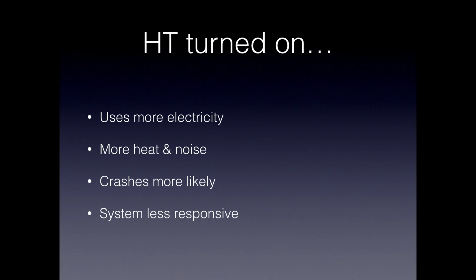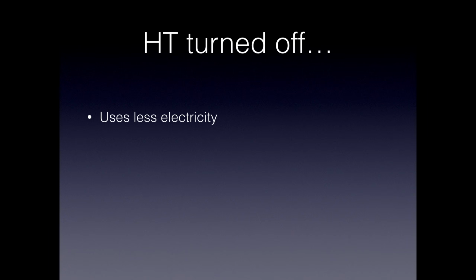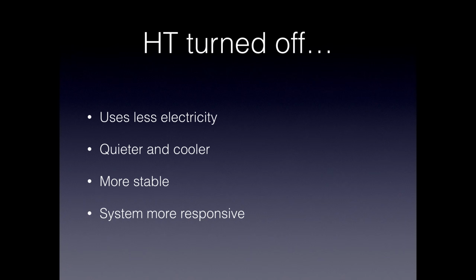With hyperthreading turned off, you get the opposite of that. So you'll be using less electricity, which means it'll be quieter and cooler. Probably it'll be more stable, and the system was certainly, in my case, more responsive. So in conclusion, I'm saying to you, it's nearly always a good idea to switch off hyperthreading in the BIOS.